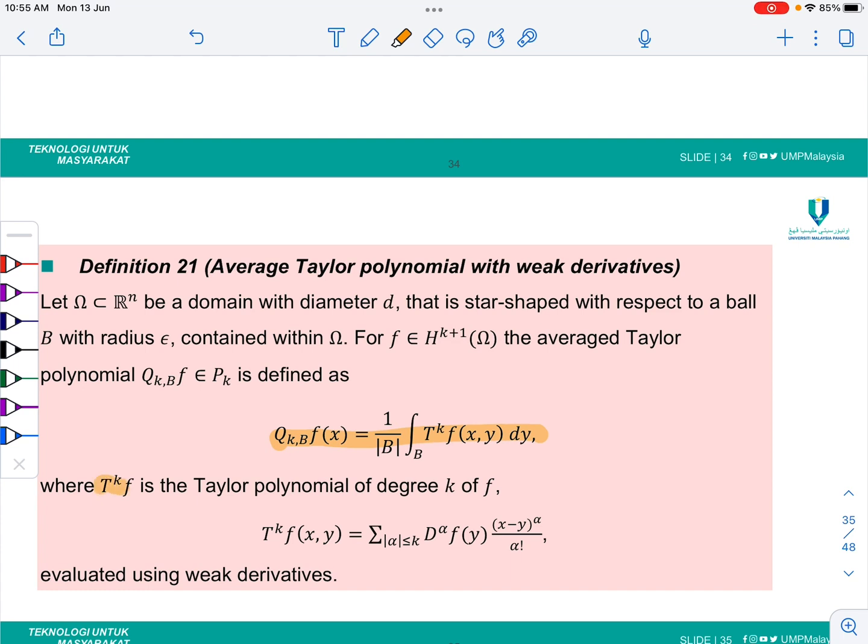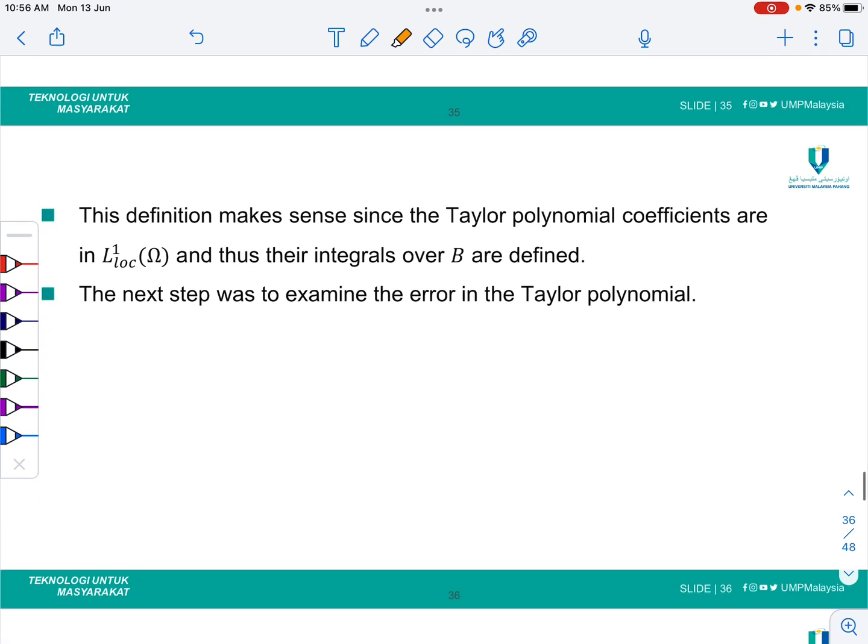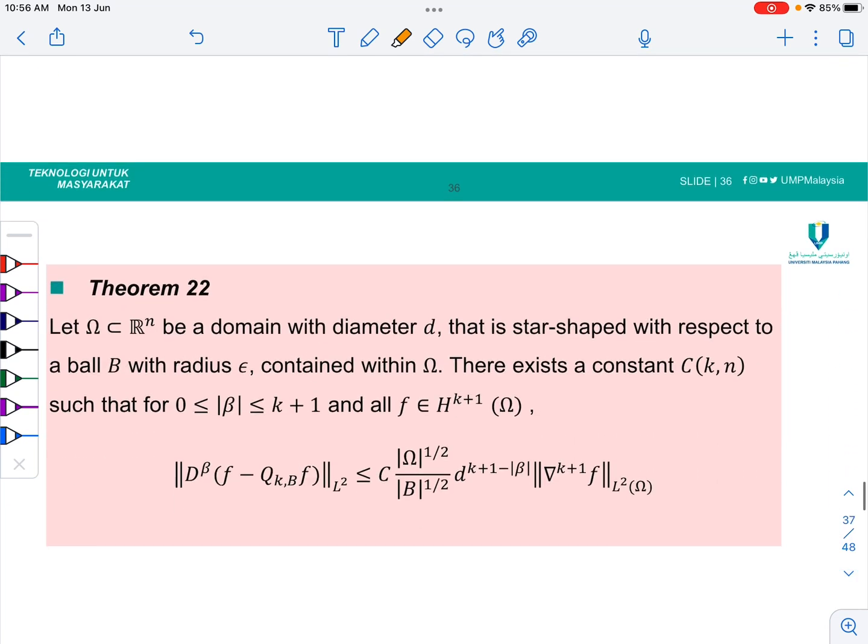where T^k f is the Taylor polynomial of degree k, evaluated using weak derivatives. This definition makes sense since the Taylor polynomial coefficients are in L1 loc of omega, and thus their integrals over B are defined. The next step was to examine the error in the Taylor polynomial.